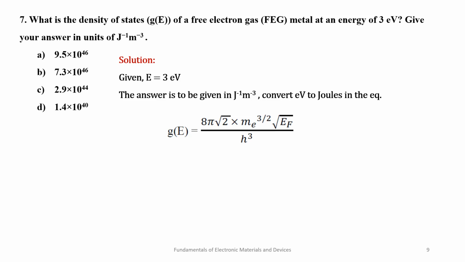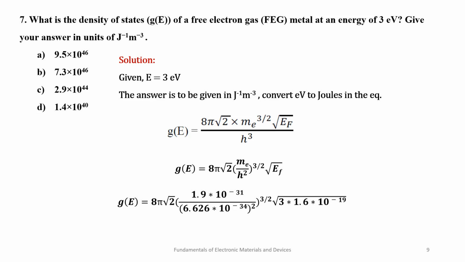So is this the equation that you had used to arrive at 7.3 into 10 to the power 46? Yes, ma'am. So for others, please take a note of the equation. Basically G of E will come as this. When you condense the equation, it comes to something like 8 pi root 2 Me by h square, the whole power 3 by 2, root of E F. And while substituting, we can see 8 pi root 2 is a constant.